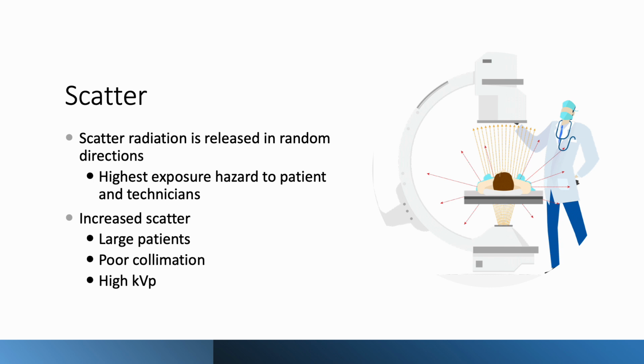Things that cause more scatter are larger patients. So it's like the larger the size of the patient, we're using higher settings, and the x-ray bounces off more. Poor collimation leads to more scatter, and higher KVP settings lead to more scatter.